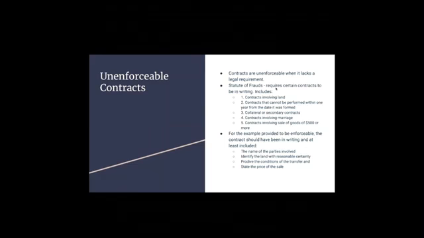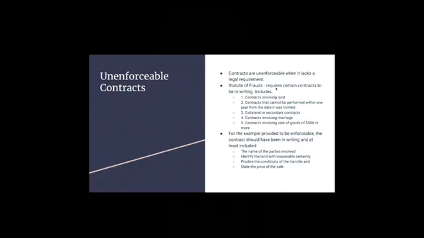These include: one, contracts involving land; two, contracts that cannot be performed within one year from the date it was formed; three, collateral or secondary contracts; four, contracts involving marriage; and five, contracts involving the sale of goods of $500 or more. Because the contract in the example was made orally, it cannot be enforceable by either party.